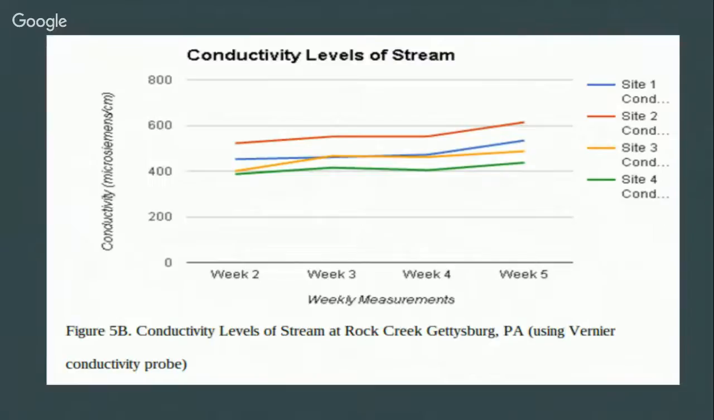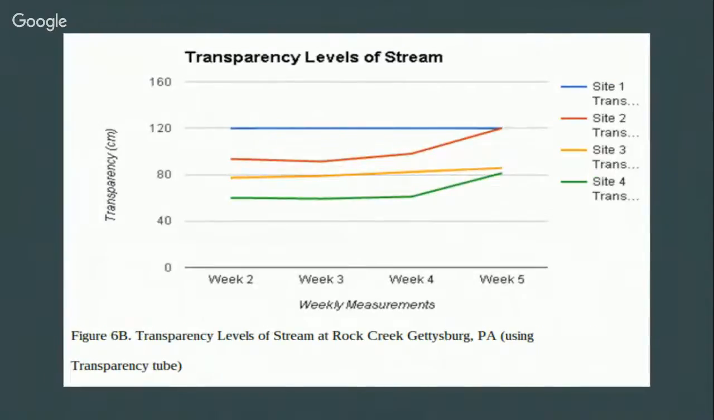This graph showed the conductivity levels of the stream at Rock Creek using the Vernier conductivity probe. Conductivity increased very slightly over the testing period. This graph shows the transparency levels of the stream at Rock Creek using the transparency tube. Transparency levels slightly increased as well.